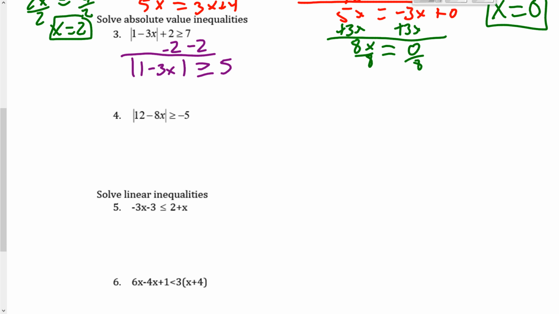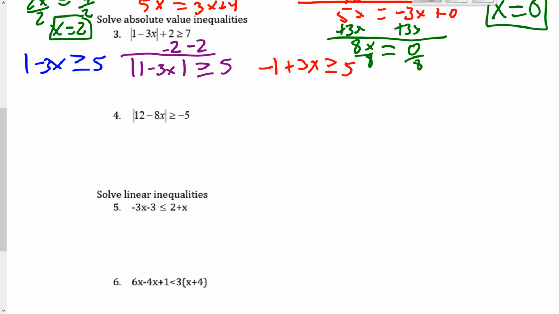So one inequality will be 1 minus 3x is less than or equal to 5. And for your other inequality, the best thing to do here is I would just change what's inside the absolute value. And so negative 1 plus 3x is greater than or equal to 5. Whenever the inequality is opening to the left, it's always greater than. When it's opening to the right, it's always less than. That's how you'll always read it.